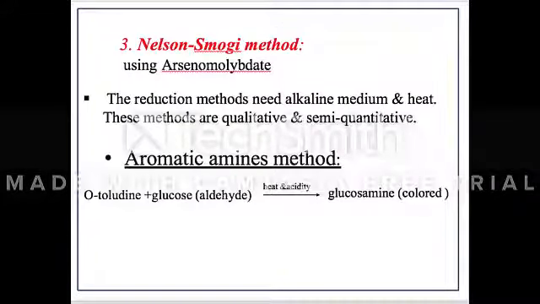Now comes finally Nelson-Somogyi method, using arsenomolybdate. The reduction methods need alkaline medium and heat. These methods are qualitative and semi-quantitative. Aromatic amine method, in which the orthotoluidine reacts with the glucose in the presence of heat and acidity to form glucosamine, which is a colored compound.